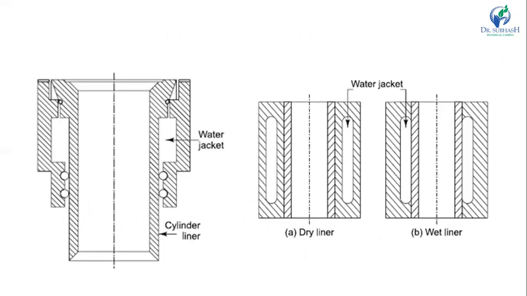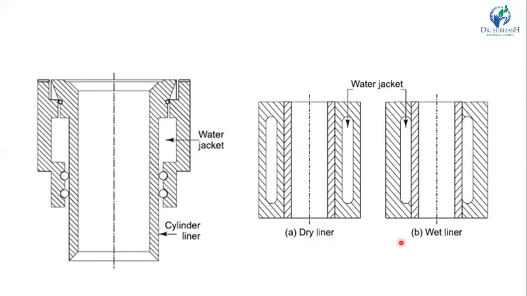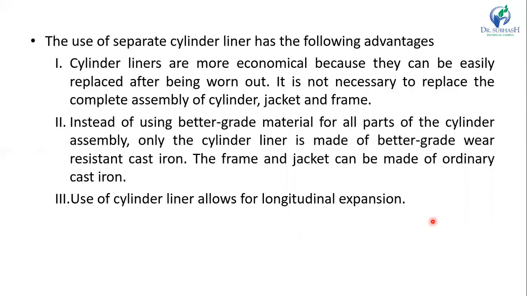Here you can see the cylinder and the cylinder liners. There are two types of liners. You can see here, this is the water jacket and this part is known as the cylinder liner. So liners are of two types: one is the dry liner and the other is the wet liner. This is the dry liner and this one is a wet liner.